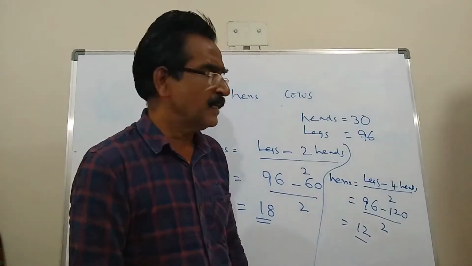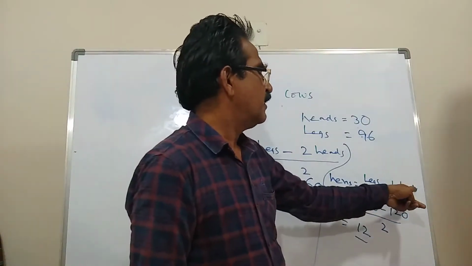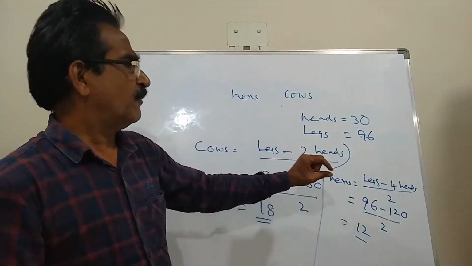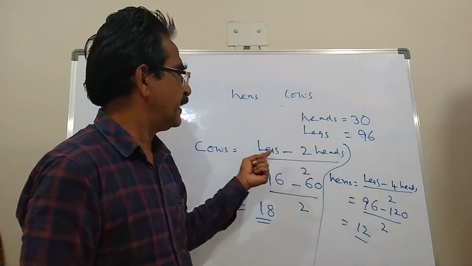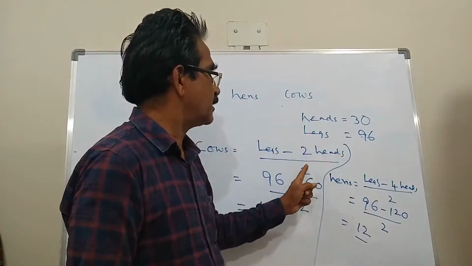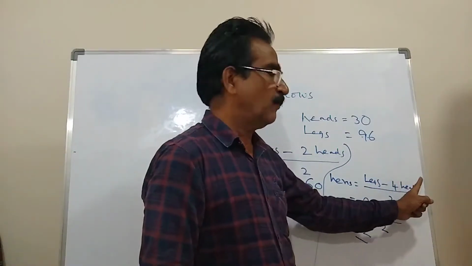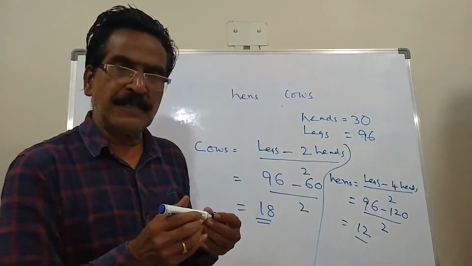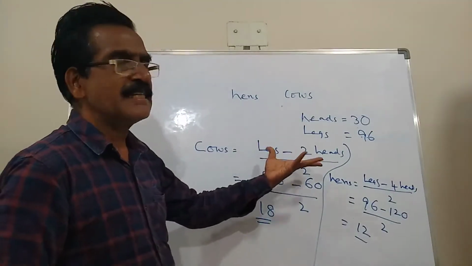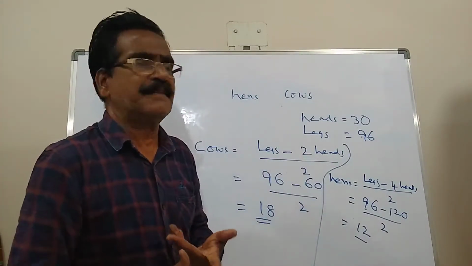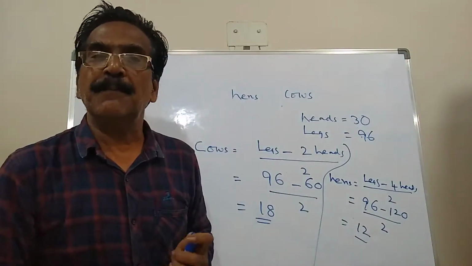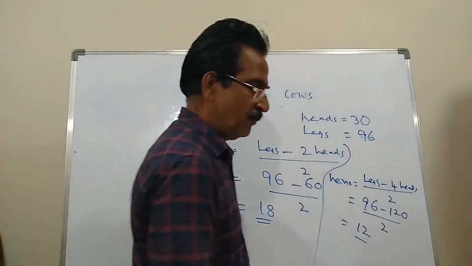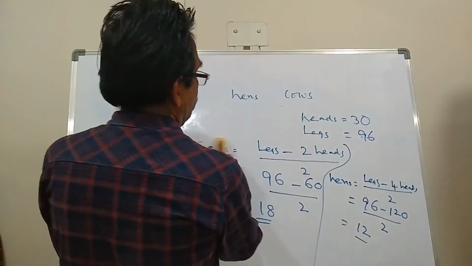You can ignore the minus, or you can remember the formula like this: 4 times the heads minus legs by 2. For symmetry, I have written like this. Legs minus twice the heads by 2 is equal to cows. Legs minus 4 times heads by 2 is equal to number of hens. So this is a very important problem. You can easily use legs minus twice the heads by 2 to get the number of cows, and this formula gives you the number of hens. Okay friends, let us do the next one more problem.